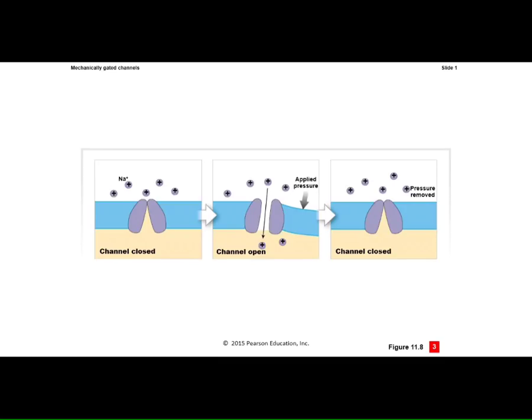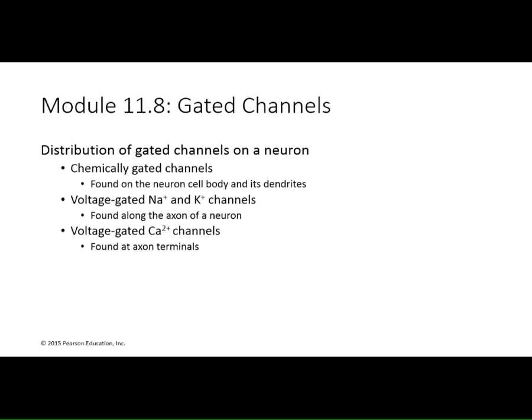And it's hard to show that, but in this picture, we're trying to show you a closed gate, right? And some sort of pressure is applied near the gate. As a result, the gate opens, and now ions flood in, and once again, when the pressure is removed, the gate closes. So 3 different kinds of gates.